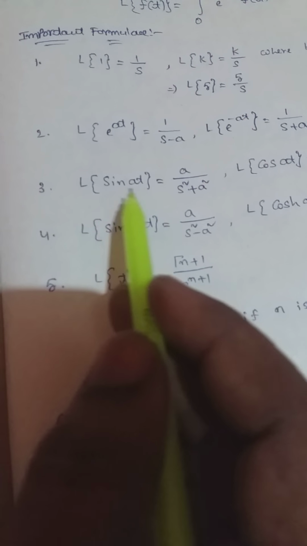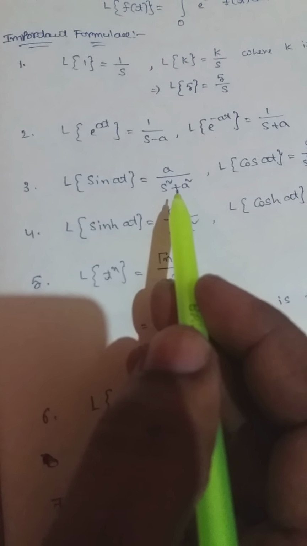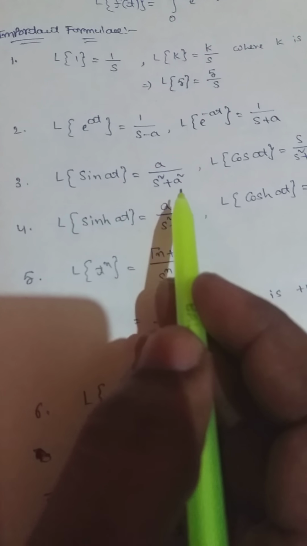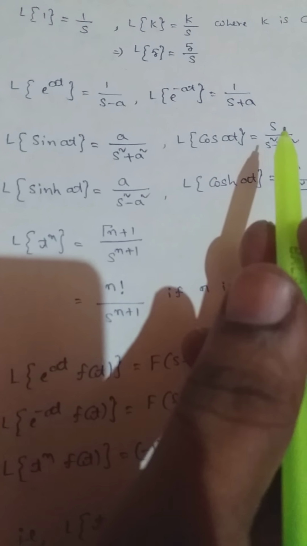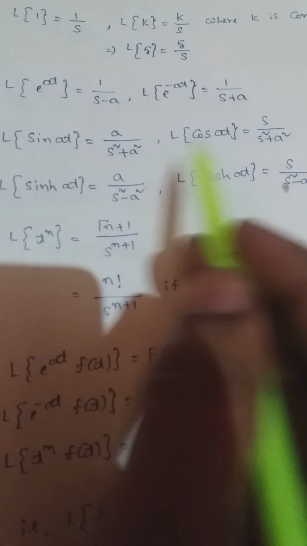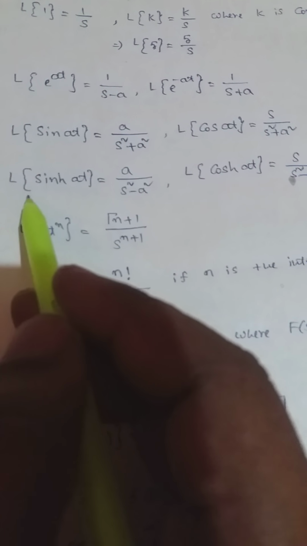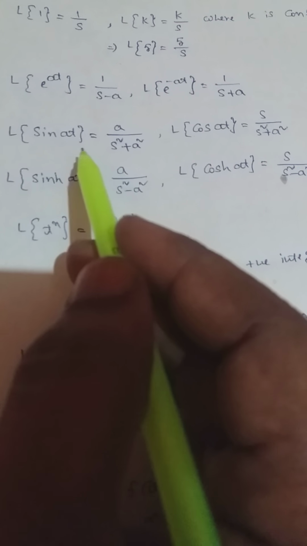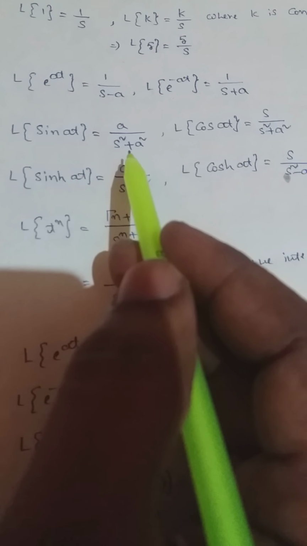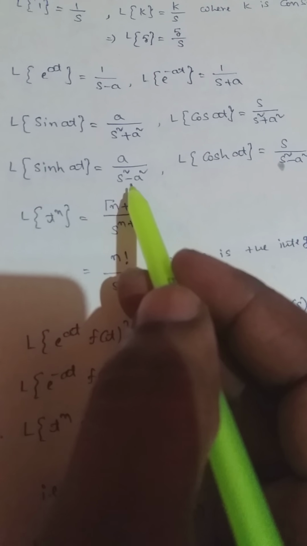L of sin at, next formula: for sin, a by s square plus a square, this is the formula. For L of cos at, the formula will be s by s square plus a square. Previously a by for sin, s by for cos. For L of sin hyperbolic at, if we compare this to sin at, in the denominator in the place of plus, now we will have minus. That is the only difference.